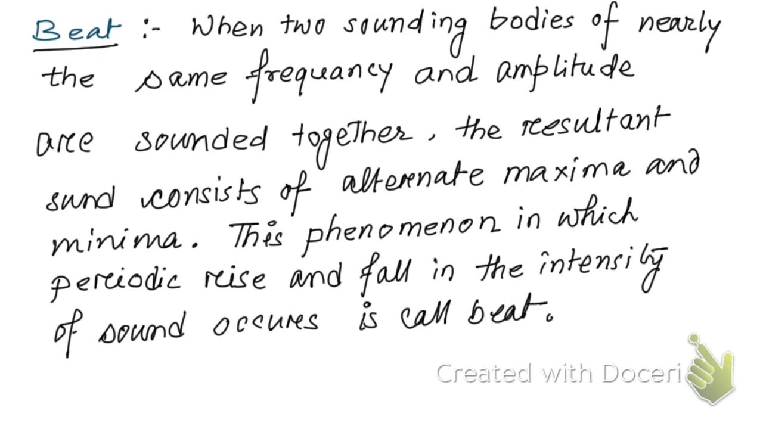So when two waves superpose, like this one and this one, two waves of slightly different frequencies and amplitude, then the resultant wave will be something like this. Sometimes it will be very high, then again it will be very low, then again high, like that. So that is called a beat.